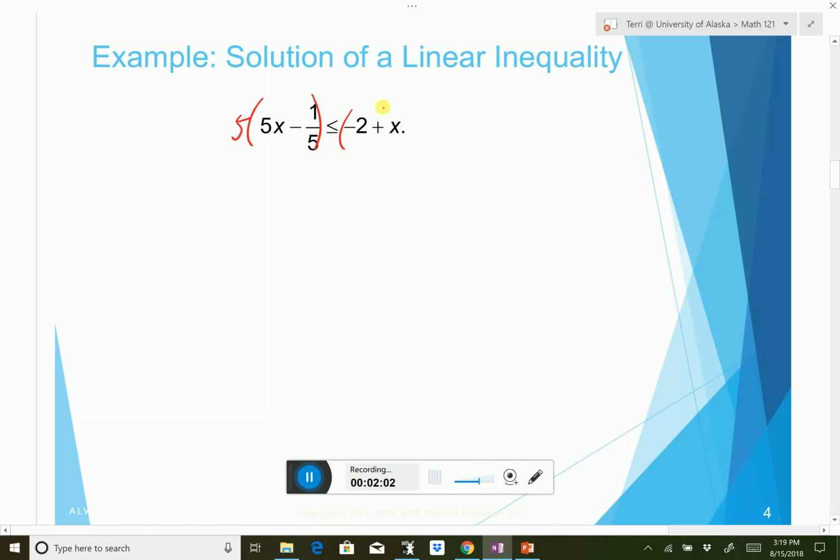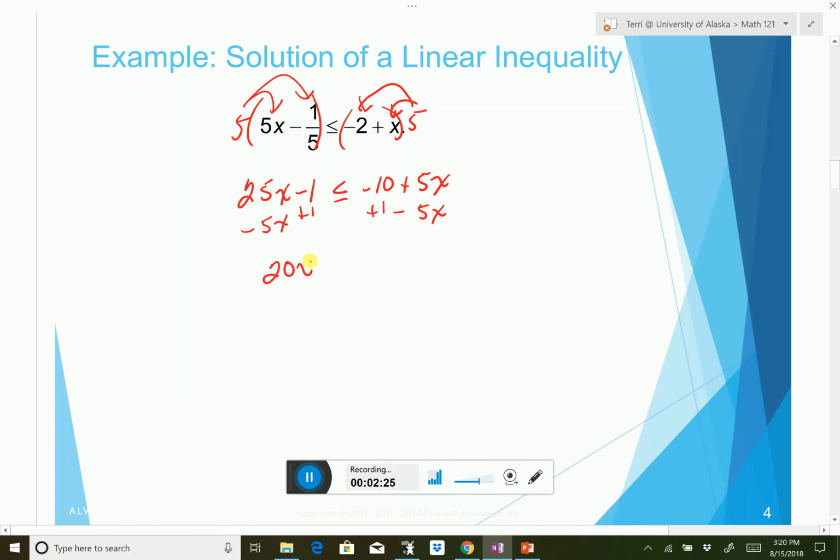Multiply by 5. Let's make sure we distribute, and you have seen me forget to distribute before. 5 times 1/5 is 1. Okay, let's get our x's on one side. I'm going to go negative 5x plus 1. So it looks like I have 20x is less than or equal to negative 9. X is less than or equal to negative 9/20.